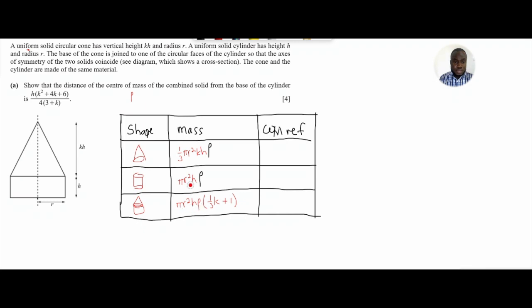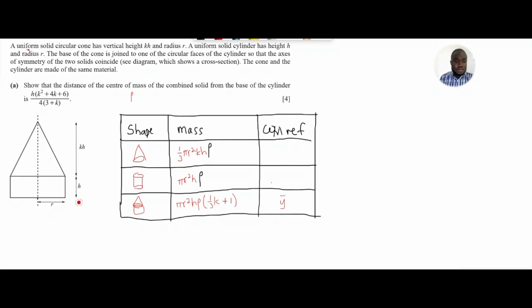So pi r squared h is common to these two terms. With the cone, I'm left with a third of k, and with the cylinder, I have just one. Now, the center of mass of the whole system, that's what we are looking for. Let's use this variable to represent y bar.